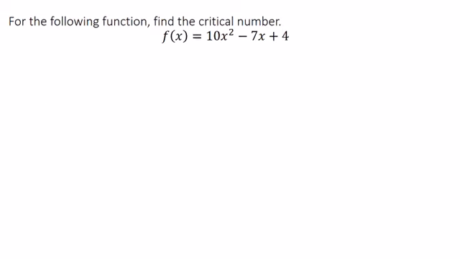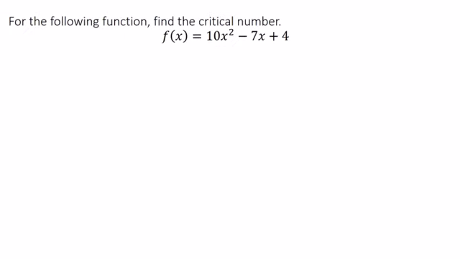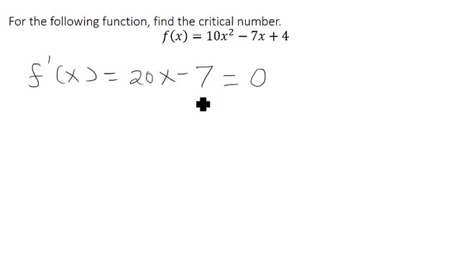All right, the idea of a critical number is the value of x where the first derivative equals 0. So let's just find it. Go back to the pen here. We're going to find the first derivative of this function, which is the derivative of 10x squared, that's 20x, minus the derivative of 7x, which is 7, plus the derivative of 4, which is 0. And we're going to set it to 0 and solve this equation for x.